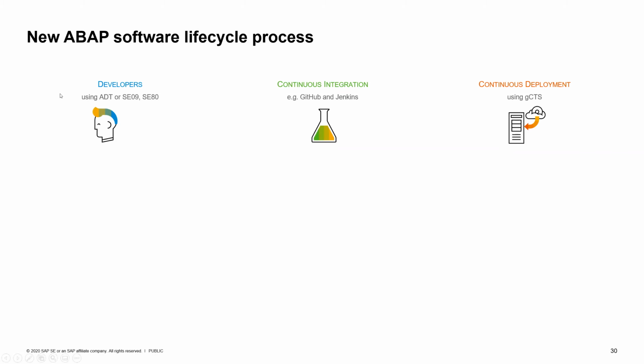For developers, things start where they are used to. So they will still use the ABAP development tools or SE80 for creating or managing transport requests. They will use SE09. So they will still use transport requests, track the changes that they do inside these transport requests, and they will still have to release the tasks and the transport requests. But after that, the process can change.